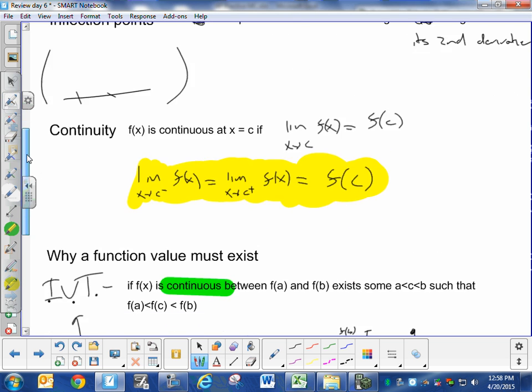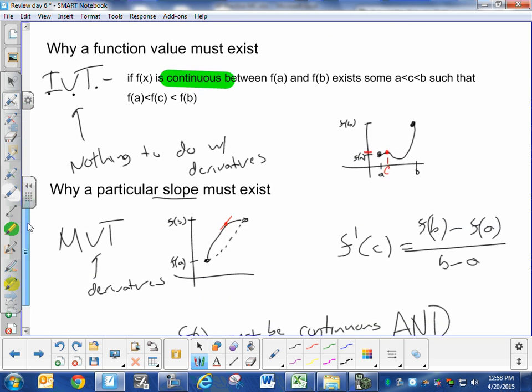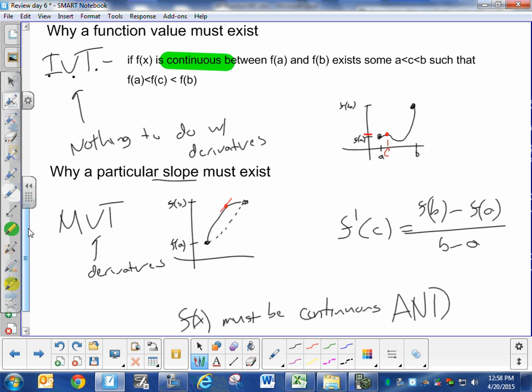And then don't forget the 2 theorems, the intermediate value theorem and the mean value theorem. Intermediate value theorem, function must be continuous. And it's all about function values. It has nothing to do with derivatives and slopes of derivatives.